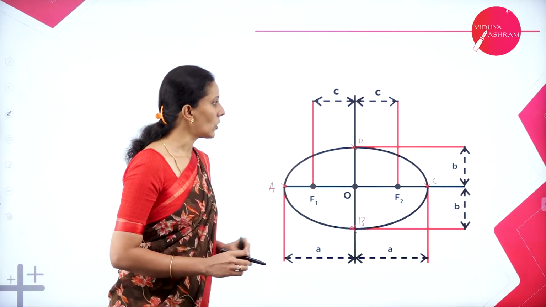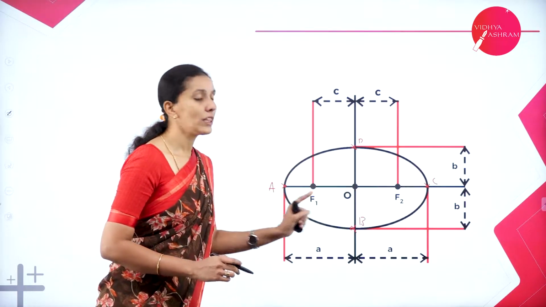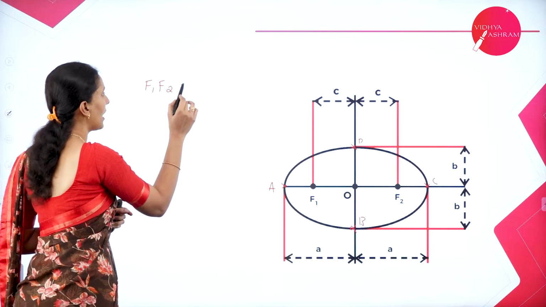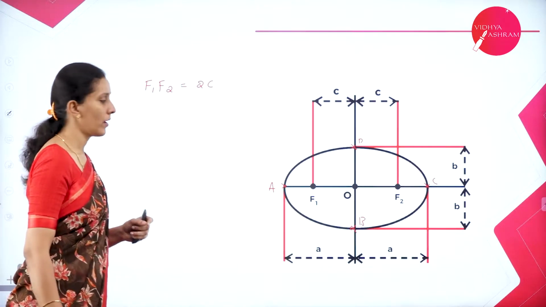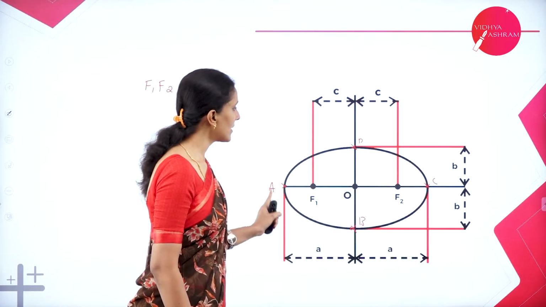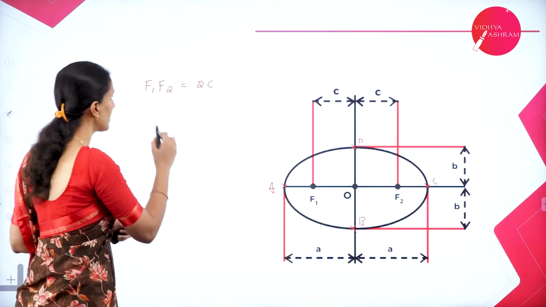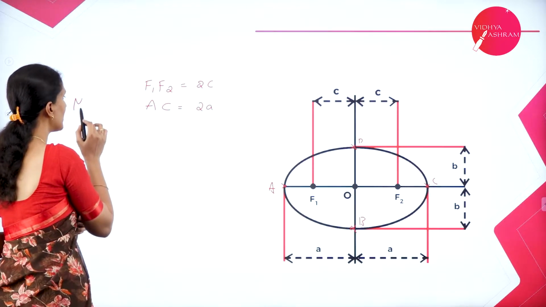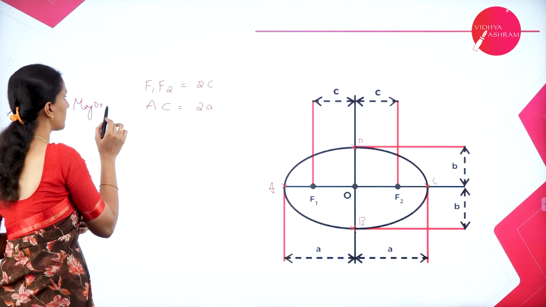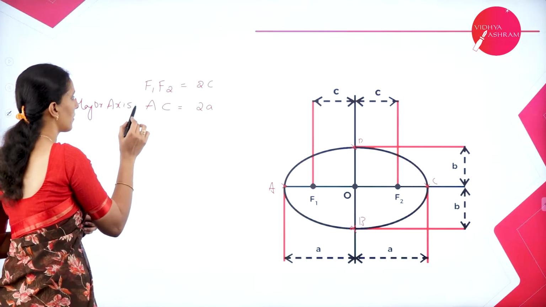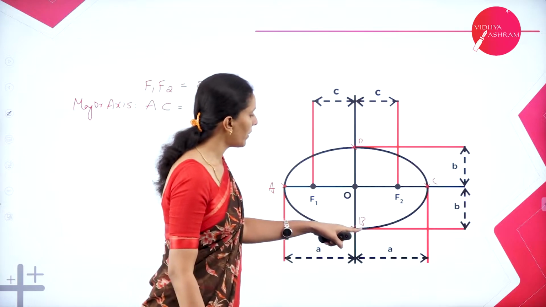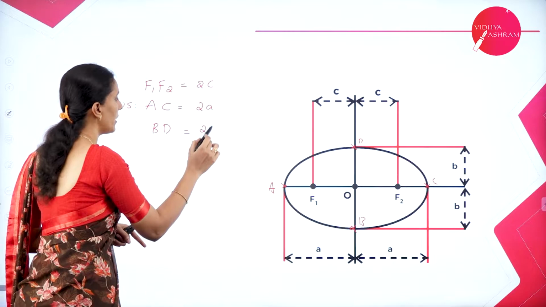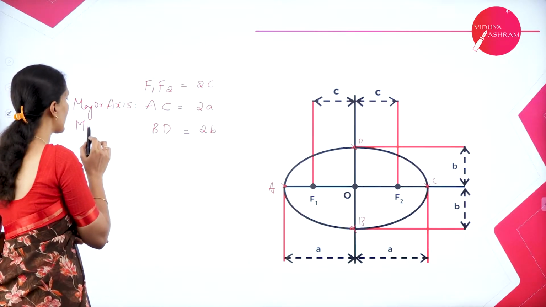So what we can conclude here is that the distance between the focuses, that is F1F2, can be taken as 2c. And the distance between the vertices, AC, can be written as 2a, and this is called the major axis. The distance BD can be taken as 2b, and this is called the minor axis.